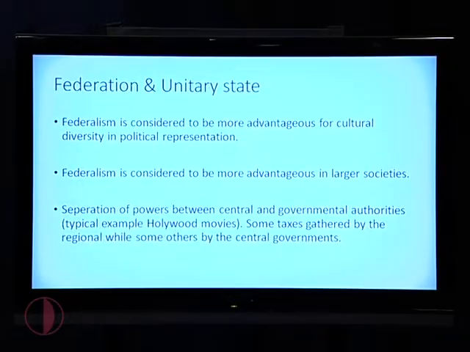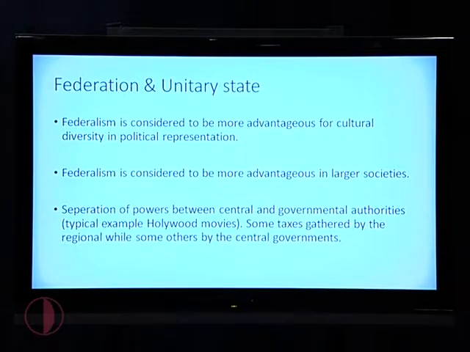And federalism is considered to be more advantageous in larger societies. There is a separation of powers between central and regional governmental authorities. Some taxes are gathered by the regional governments, but some other taxes are gathered by the central government. There is a typical example, as you might see in the slide as well. Hollywood movies are a typical example. What is the typical example?